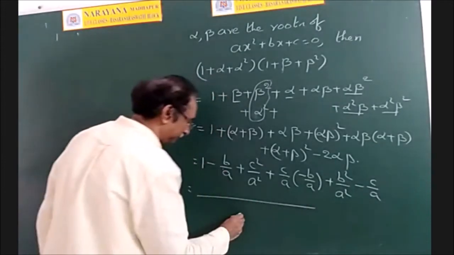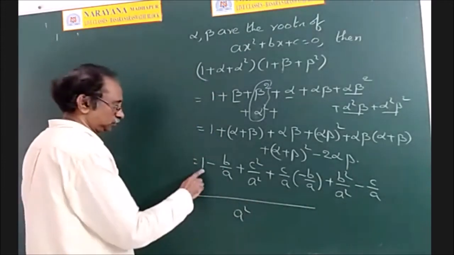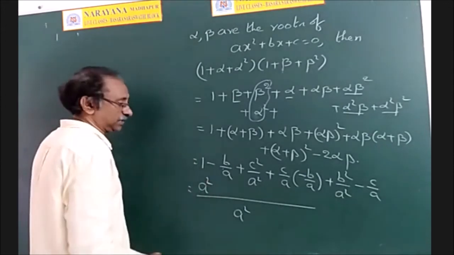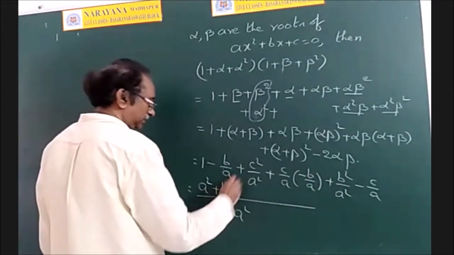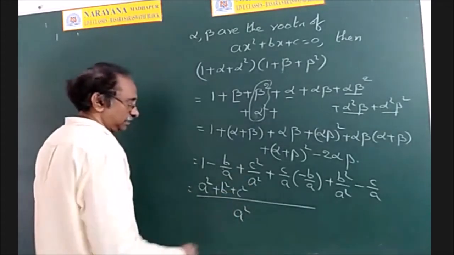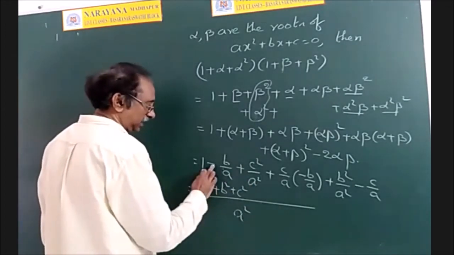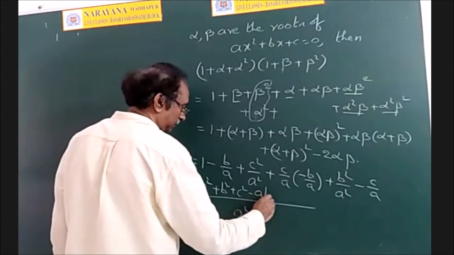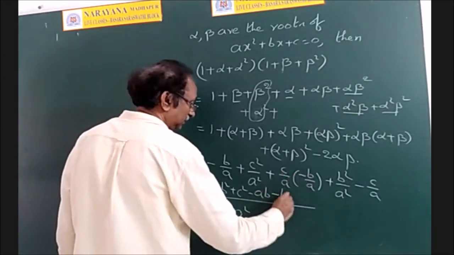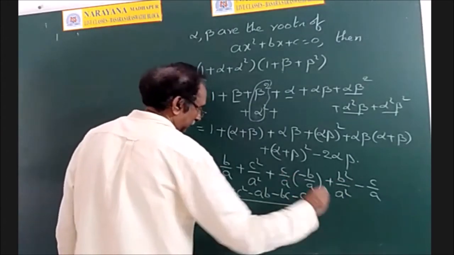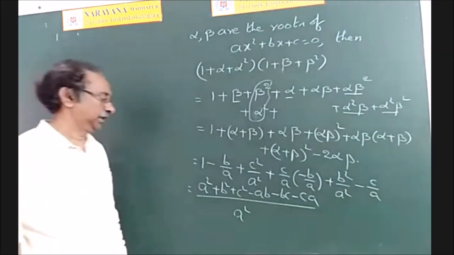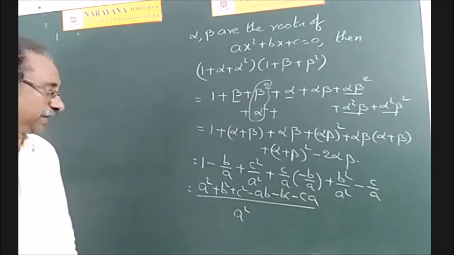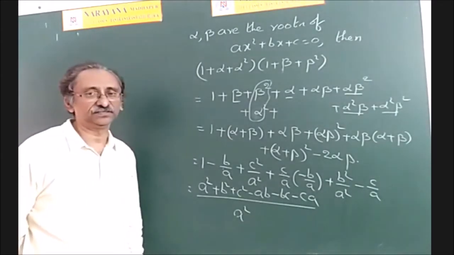And what is the LCM? a square. So this is 1 into a square, plus b square here, and c square here, and there you will get a into b, that is minus ab, and minus bc, and minus ca. So that is the expression: a square plus b square plus c square minus ab minus bc minus ca.